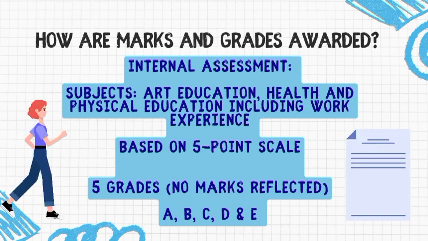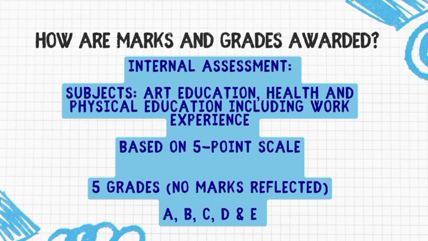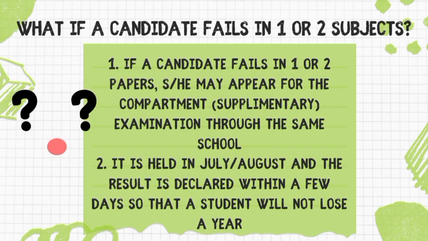And for internal assessment, for example, there are subjects such as art education, health and physical education including work experience. 5-point scale is used. And there are only 5 grades here. That is A, B, C, D and E. Here E doesn't mean fail. It means the beginner. So if you get E by chance, then don't consider it as a fail grade. It is just a grade given to you based on your performance.